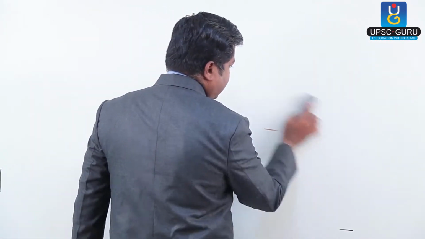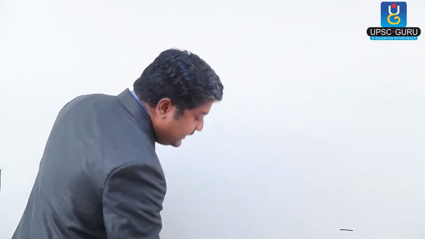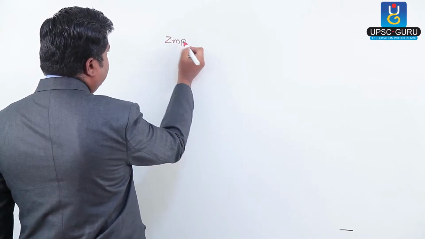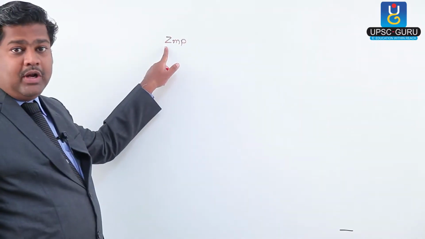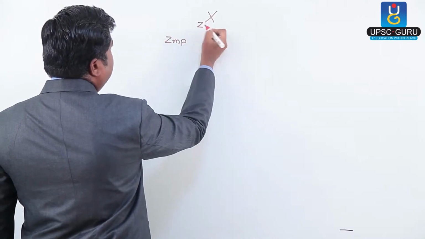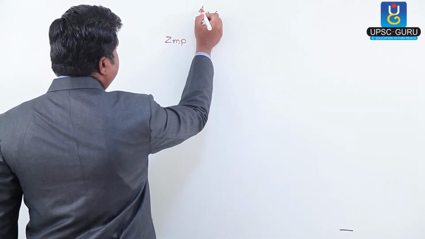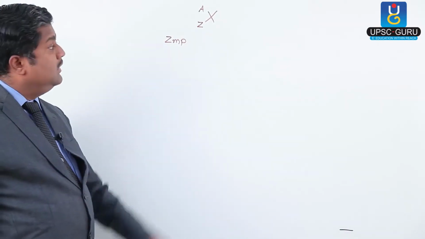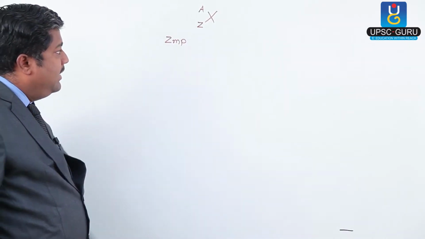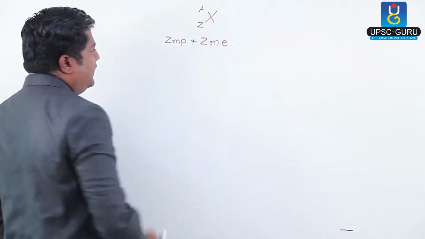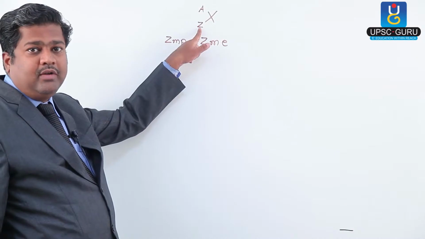for calculated mass. This is simply Z into mass of proton. What is Z? You are aware, this is the atomic number, and A is the mass number. Suppose X is an element, I am writing here the atomic number Z and here the atomic mass number A. So Z into mass of proton. So how many protons are there? Z. Plus Z into mass of electron, because the number of electrons is also equal to the atomic number.